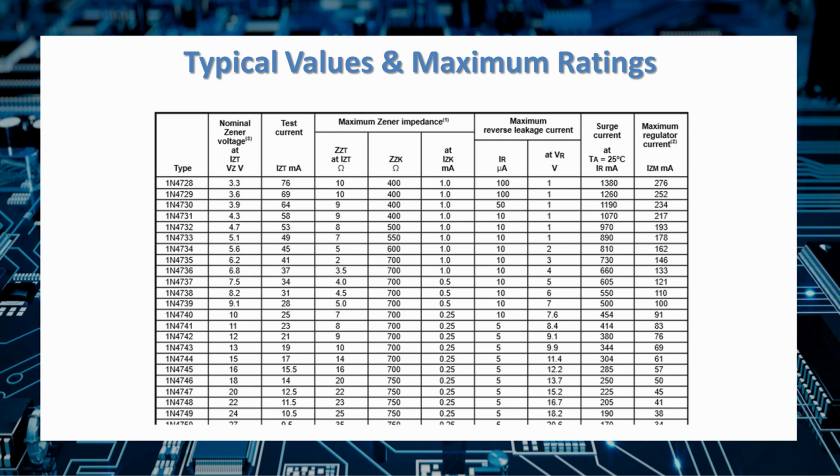Here are some typical specs and values for the 1N47 series of Zener diodes. You can see these start at 3.3 volts, and they actually go up to 100 volts. I'm just showing a part of the table here. But you can see some of those typical values, what the Zener voltage is. For example, the 1N4729 has a 3.6 volt Zener voltage, and IZT, so the point where you're supposed to set the current, is at 69 milliamps. And then the maximum that you want to set the current to in regulator mode is 252 milliamps, although it can handle a 1.26 amp surge.